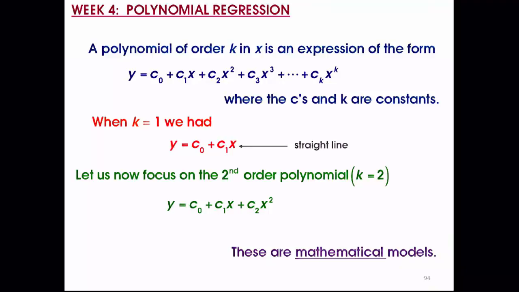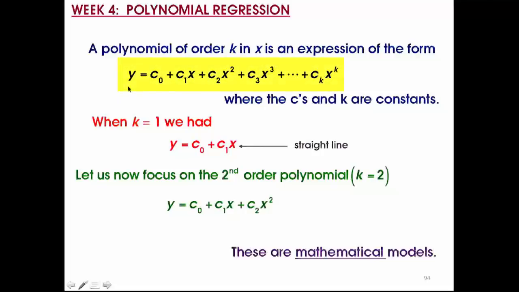First I want to define what is meant by a polynomial of order k in x. Basically, a polynomial of order k in x is an expression of this form: y is equal to c0 plus c1x plus c2x squared plus c3x cubed, and so on. This is a polynomial expression, and you can have any number of powers, up to the kth power. And the c's and the k are constants.